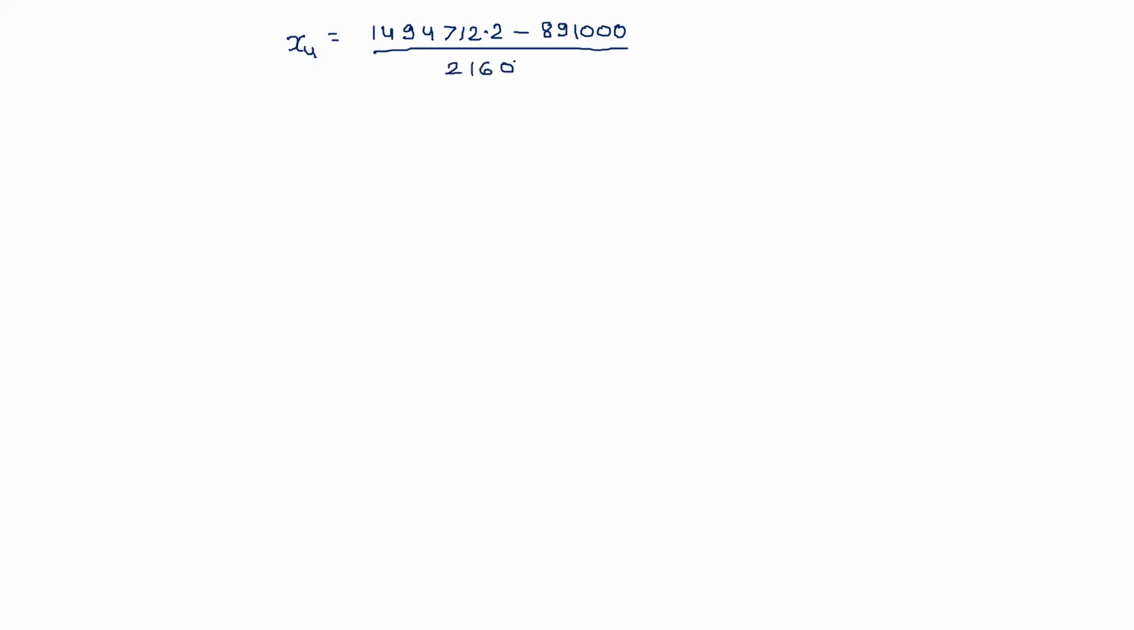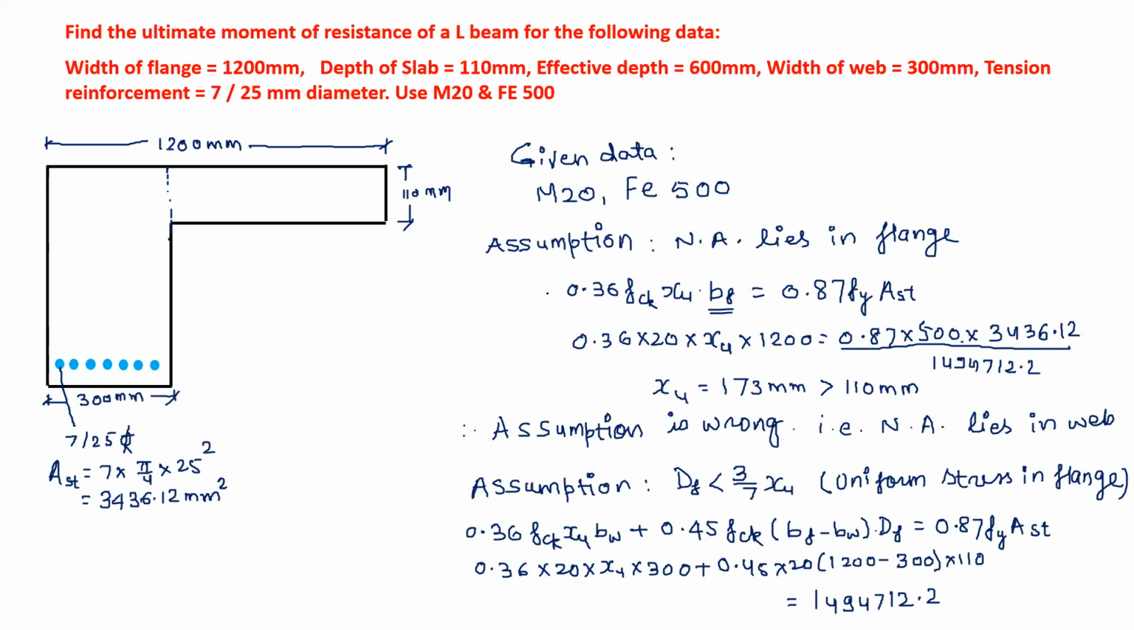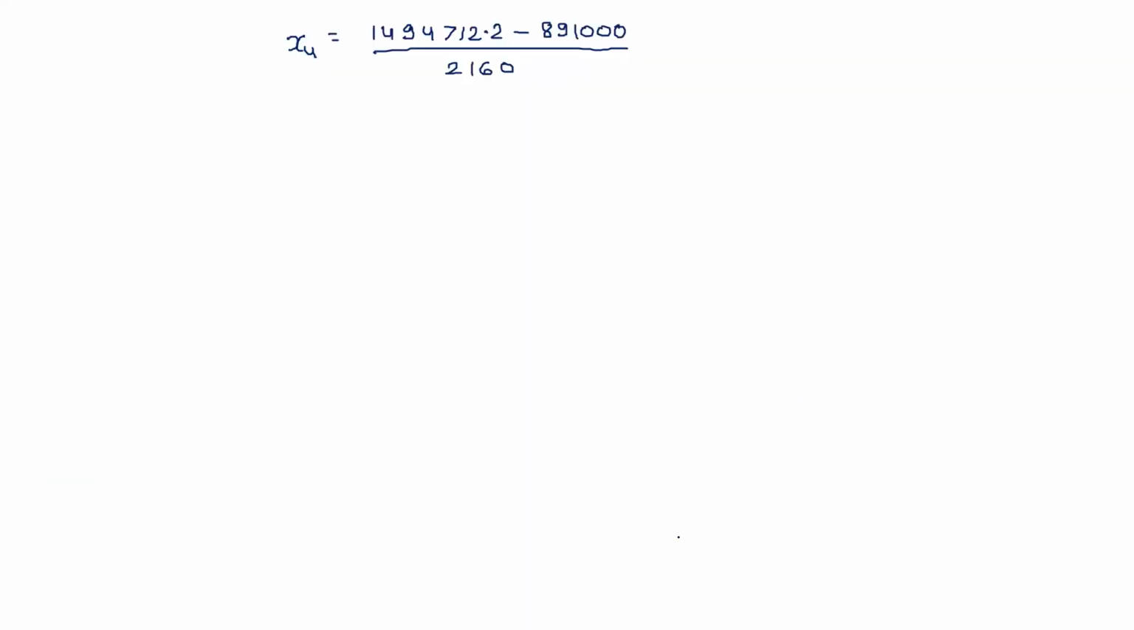Now this 891,000 is the value of this portion, and 0.36 into 20 into 300 gives 2160. From this we will get the value of xu equal to 279.50.